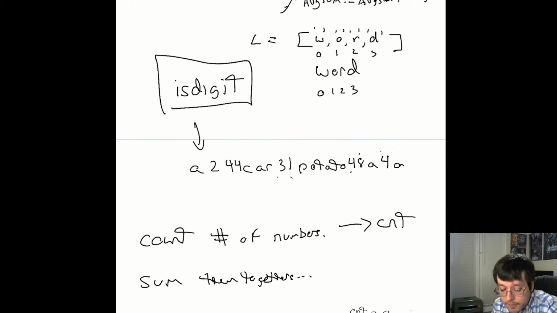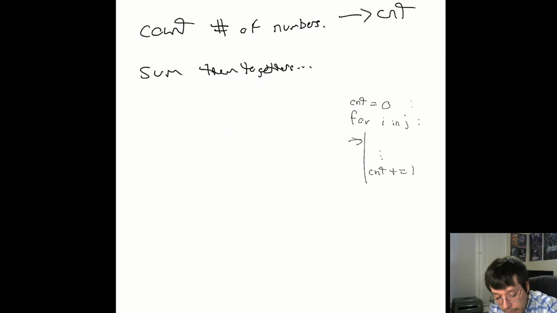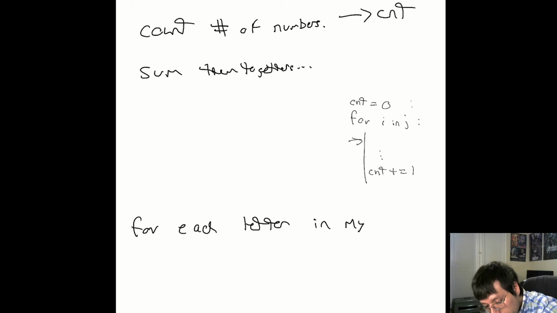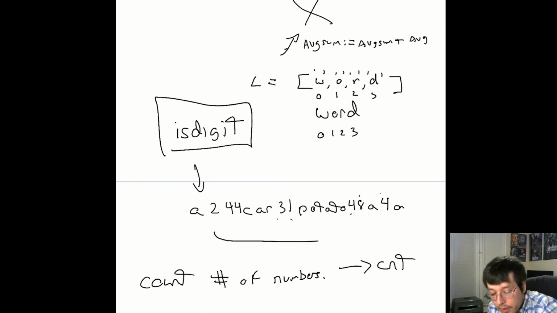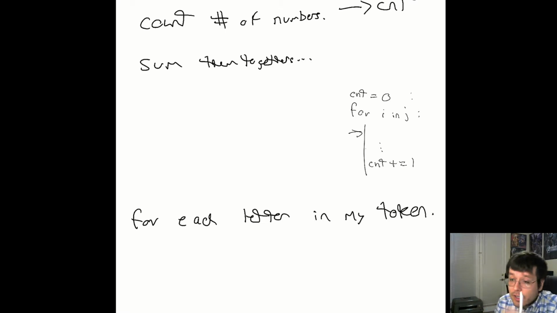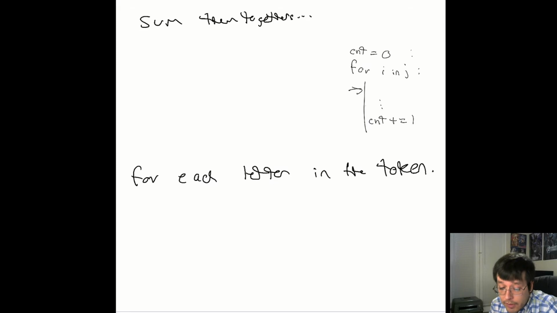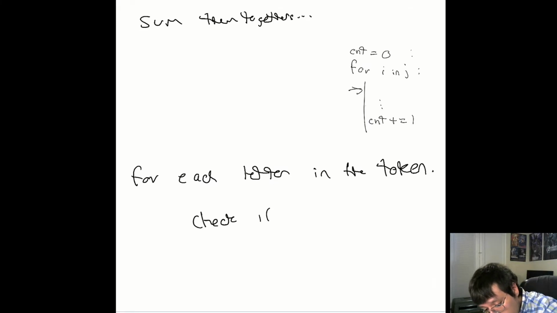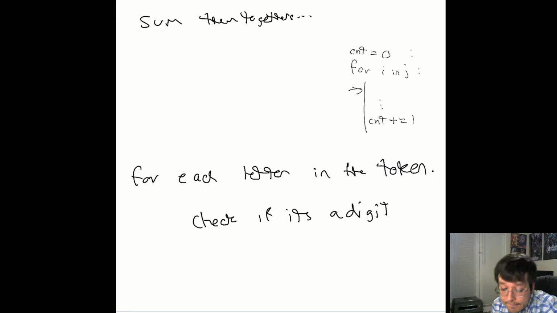So what I'm going to do is I'm going to have my loop. I'm going to go for each letter in my word, and I'm considering word to be this thing. If you would like a better word than word, you can say token. That's a great term. So for each letter in the token, I'm going to check whether it's a digit or not, okay? So check if it's a digit. And you can do that with the isDigit function, right?